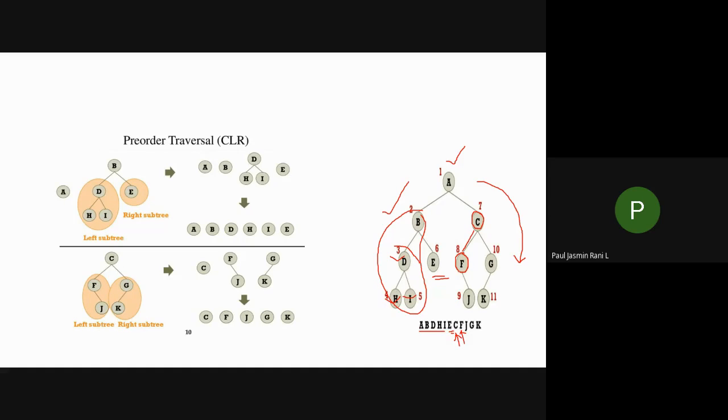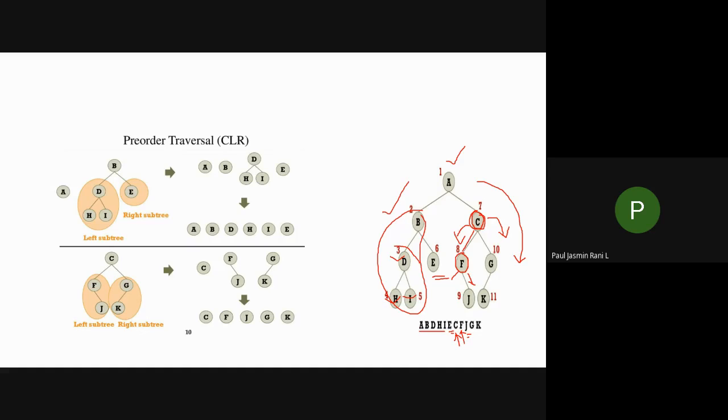Then from F, I have to go to your left side, but what happens here? I don't have any child over here. Therefore, the left is over, the root node is over, and then you have to look at your right subtree. On your right side, you have J, isn't it? Therefore, you have to print this J. After completing the root node, you completed your left side. Now you have to see your right subtree.